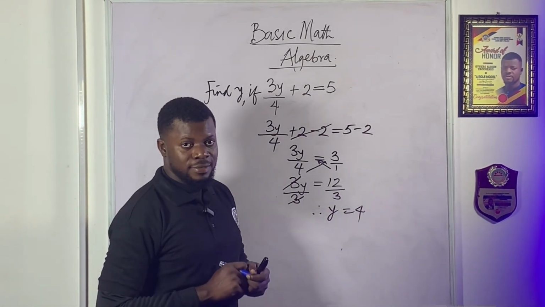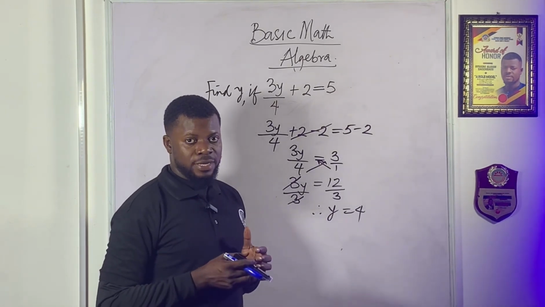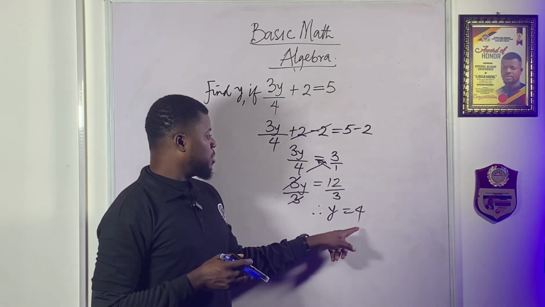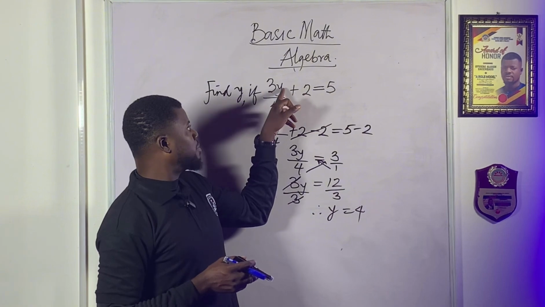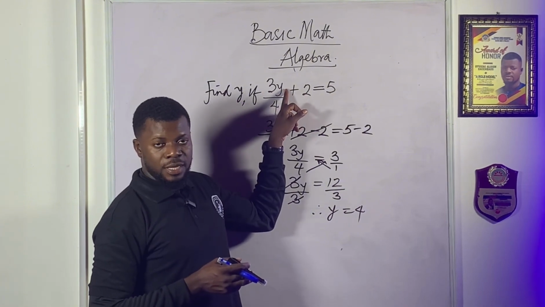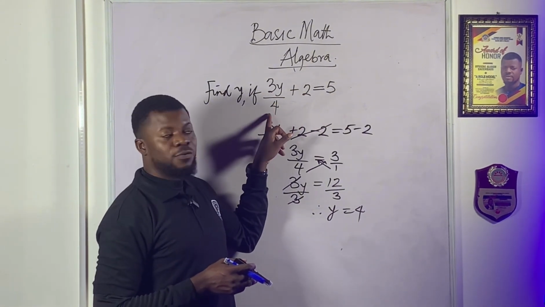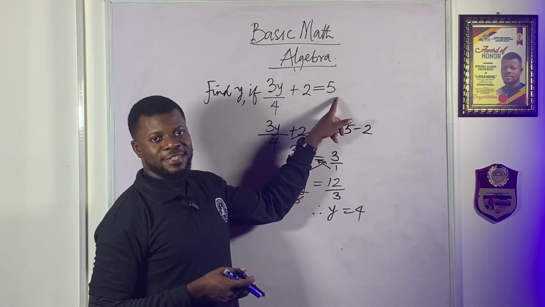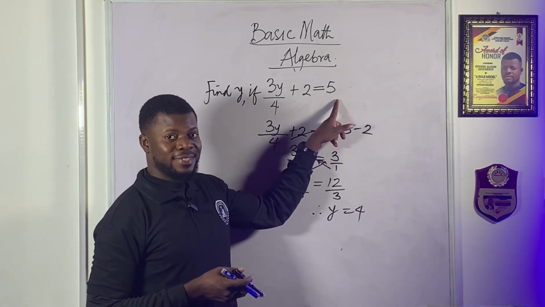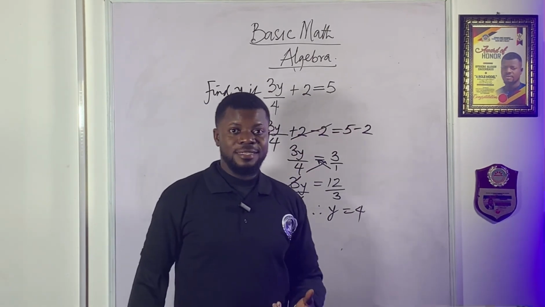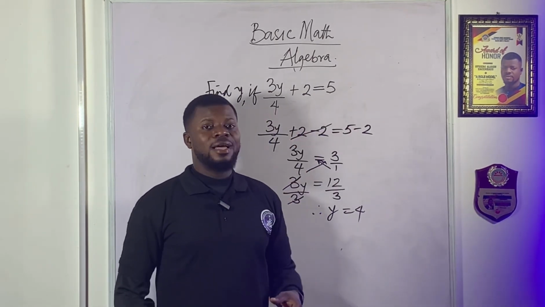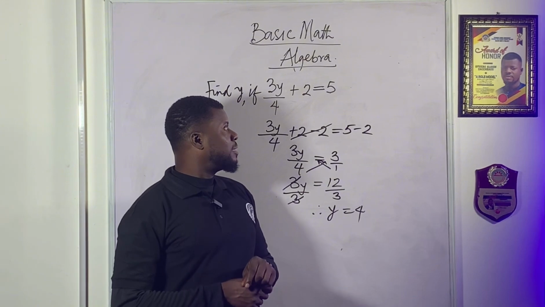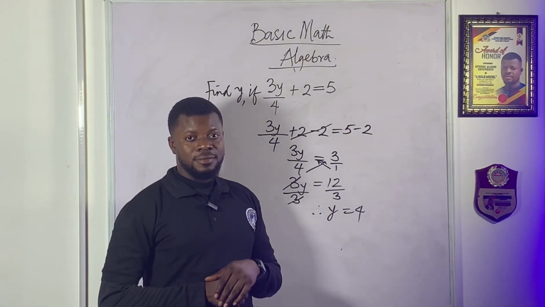That makes sense, right? How do you know if that is correct? If you plug in this 4 here, 3 times 4, that will be 12. And 12 divided by 4, that will be 3. And 3 plus 2 will give you this 5. Does that make sense?